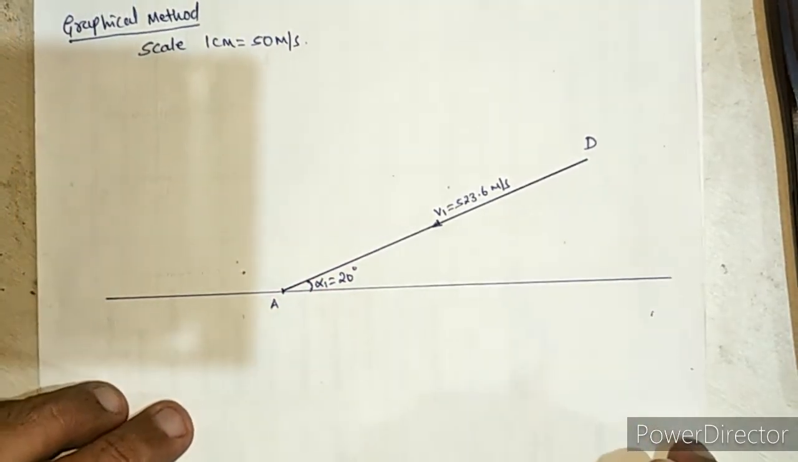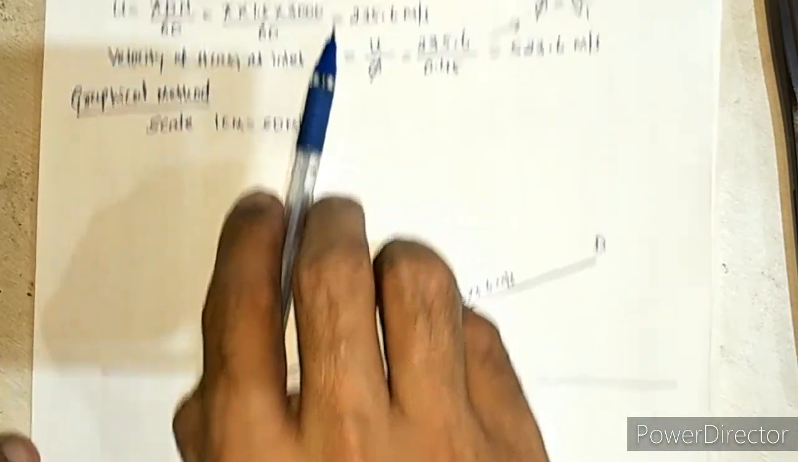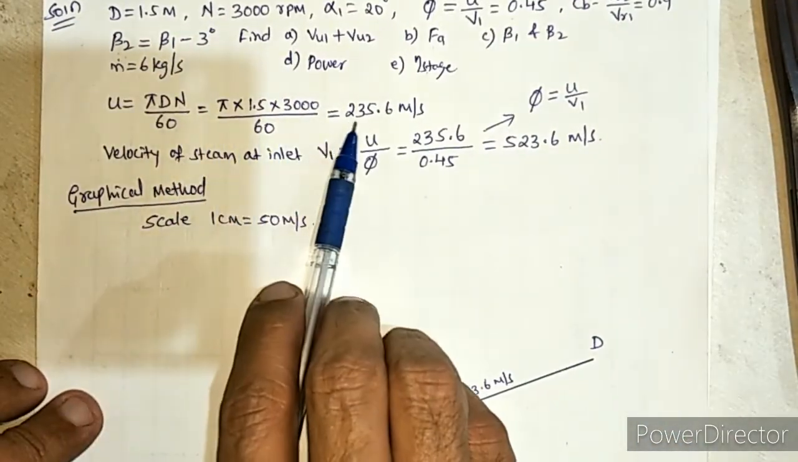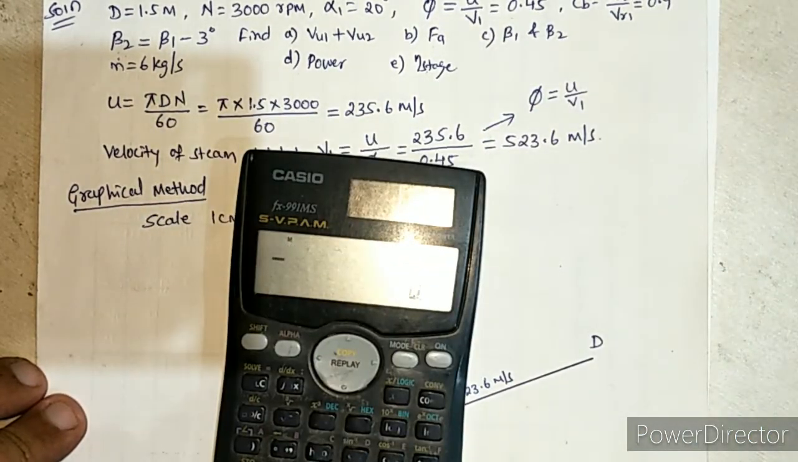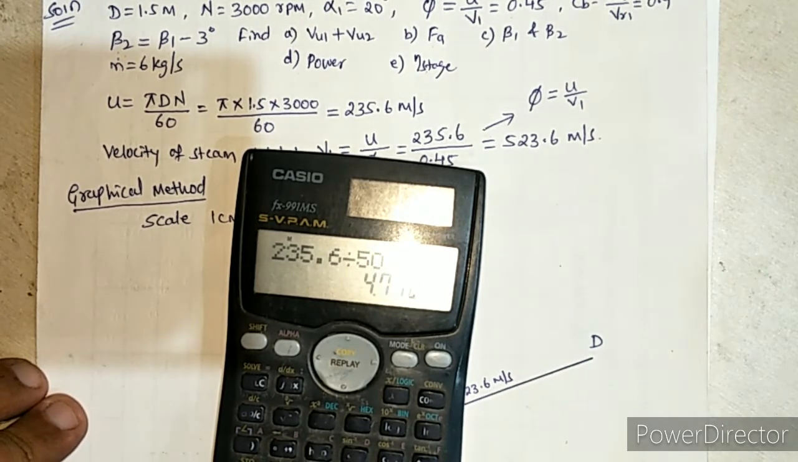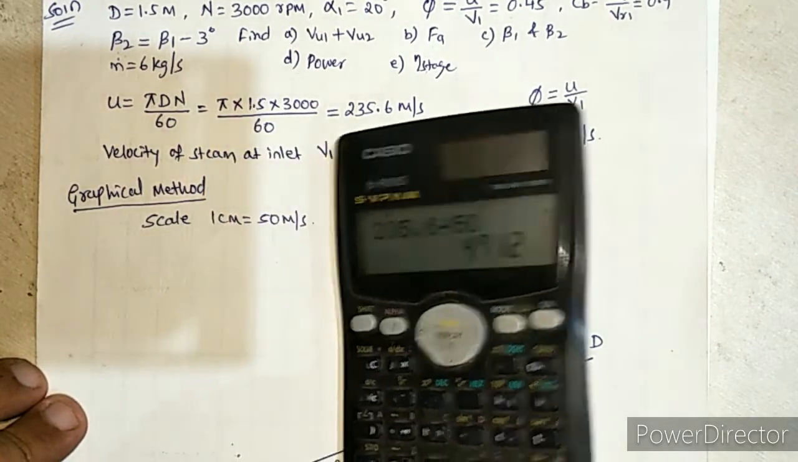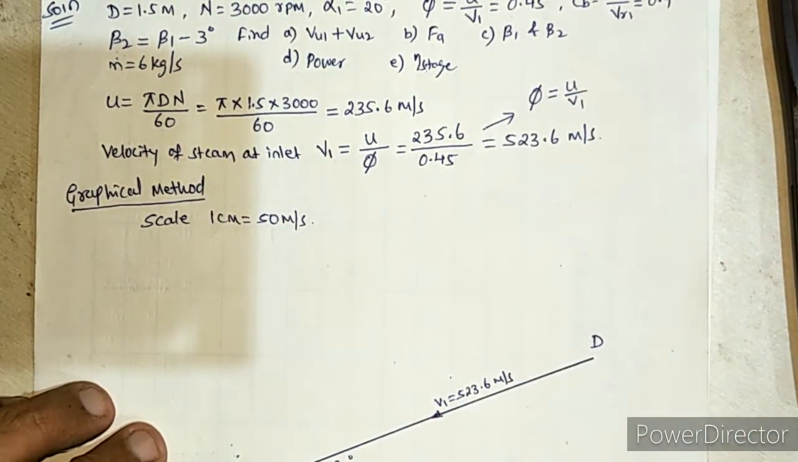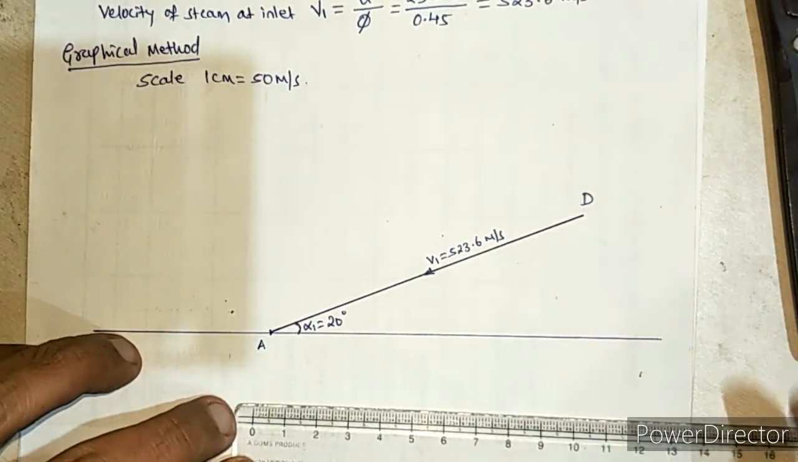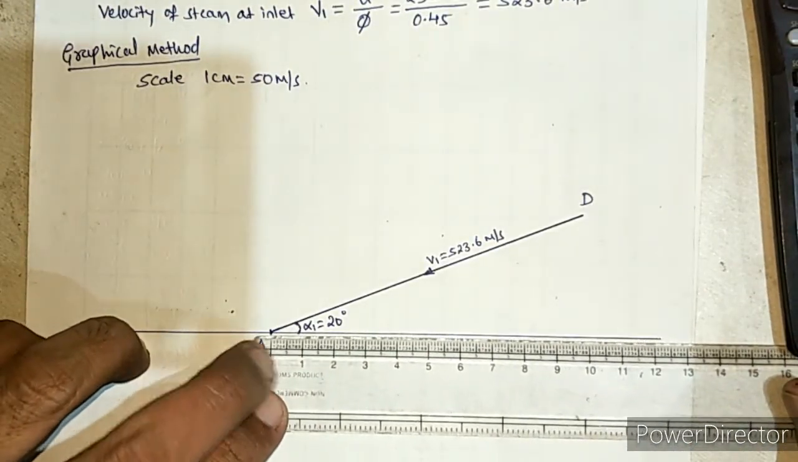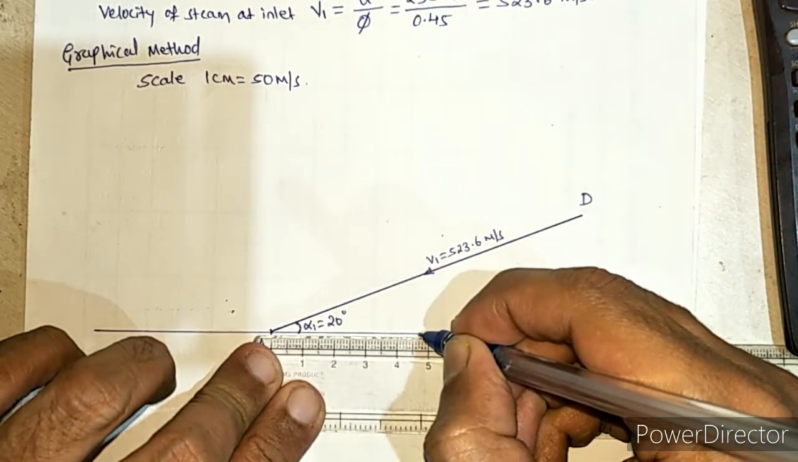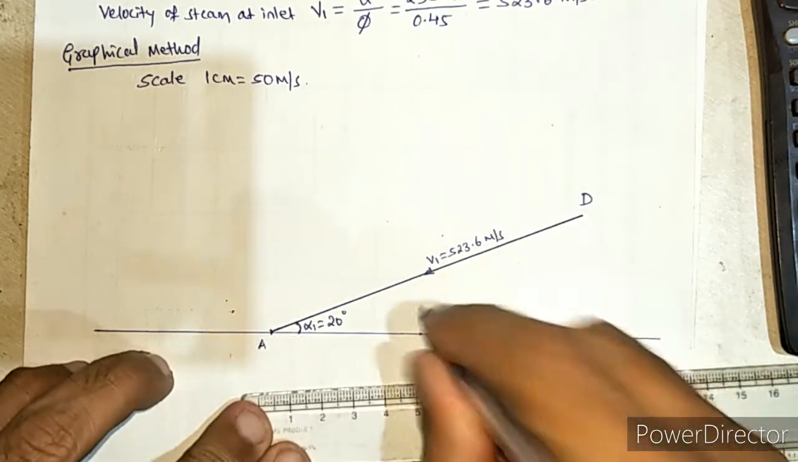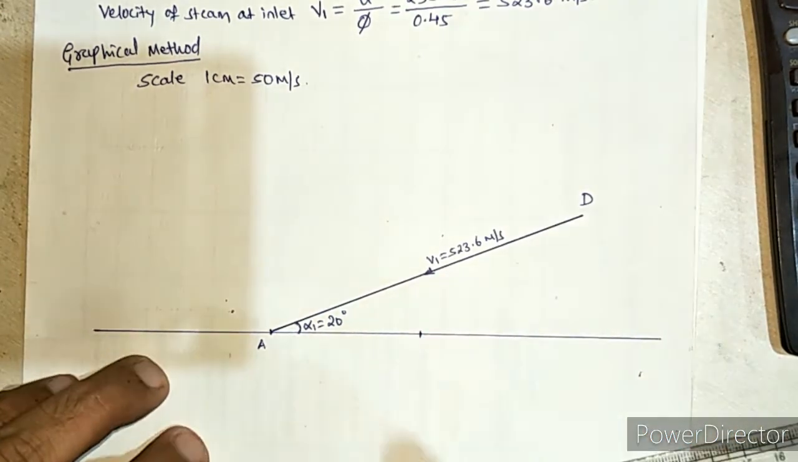And I have drawn it at an angle of alpha 1 is equal to 20 degree. Okay, so now I will consider this point U. So what is the value of U here? It is 235.6. So again I am going to reduce it into centimeters. 235.6 divided by 50, so it will be 4.71. So the length of U is equal to 4.71, so 4.7 somewhere here.